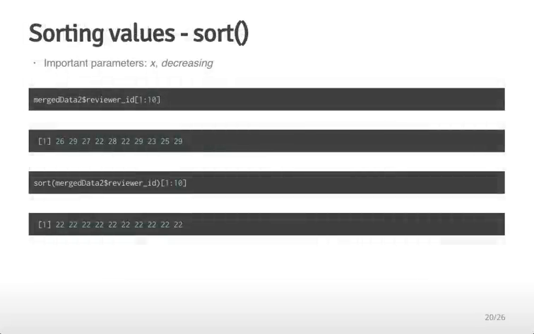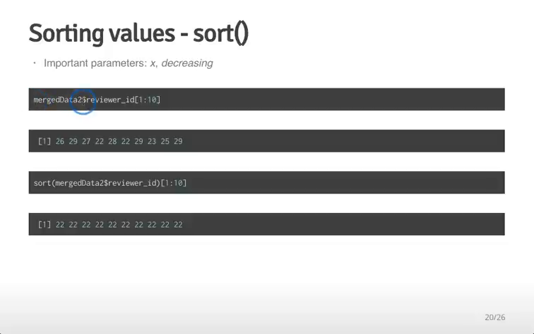So another thing that you might like to be able to do is to sort values. In particular, once you put the values in order, you might want to see how many of a particular value there are and so forth. And the way that you do that is with the sort command. It has two parameters, x, which is the vector of values that you're going to sort, and decreasing, which is a parameter that tells you whether to sort them in decreasing or increasing order. By default, they sort in increasing order.